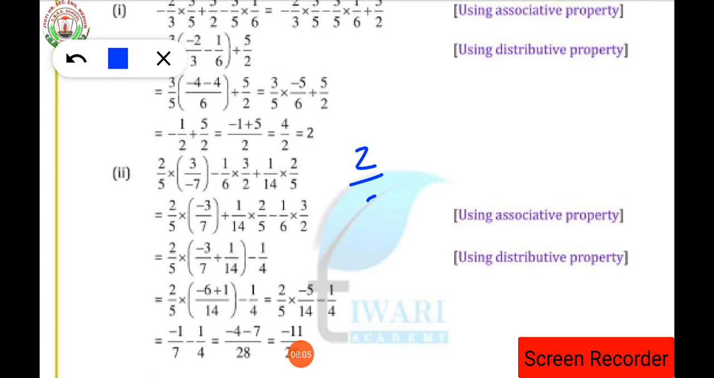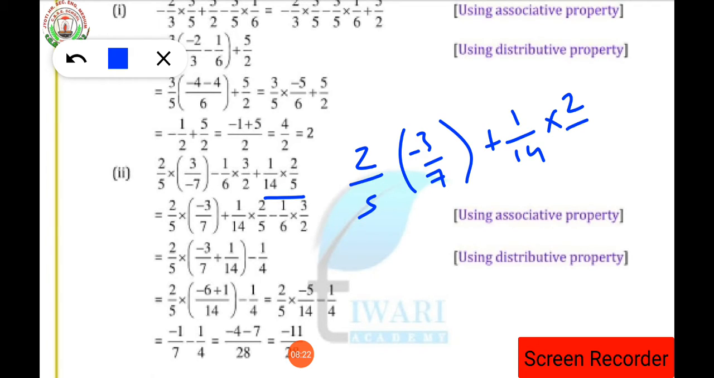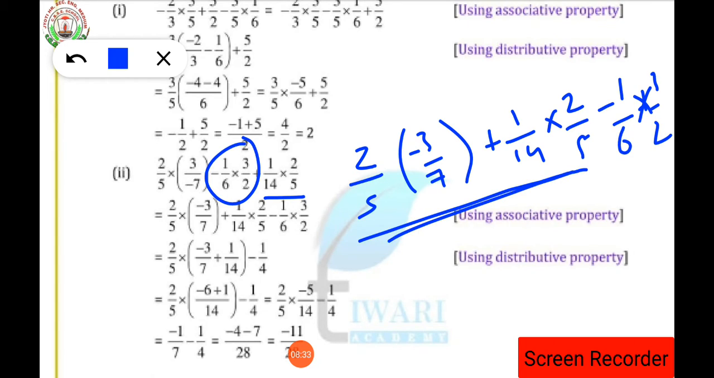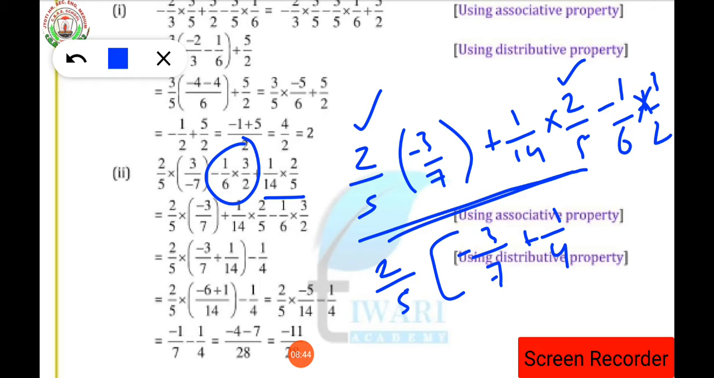So after arranging, 2 by 5 into minus 3 by 7, the minus sign can be put either in the numerator or denominator, it has the same value. Then the last two numbers will be first, so plus 1 by 14 into 2 by 5, then this number we are going to keep, that is minus 1 by 6 into 3 by 2. Now making a pair of these two, 2 by 5 and 2 by 5 are common, so we are going to take 2 by 5 as a common. So what is the number left out? That is minus 3 by 7 plus 1 by 14.